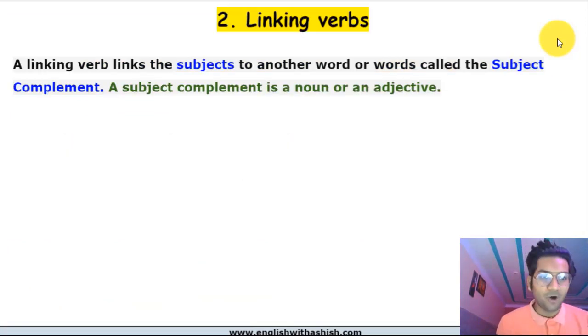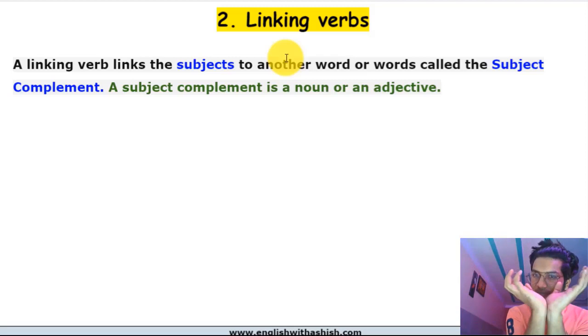The next type of a main verb is a linking verb. So far, we've just talked about an action verb, right? Now we're talking about linking verbs. Let's understand what a linking verb is. Look at the word linking. A linking verb links the subject to another word or words called the subject complement. So a linking verb works like a bridge that links one part, that is the subject, to another, that is called the subject complement. It links the subject to its complement.